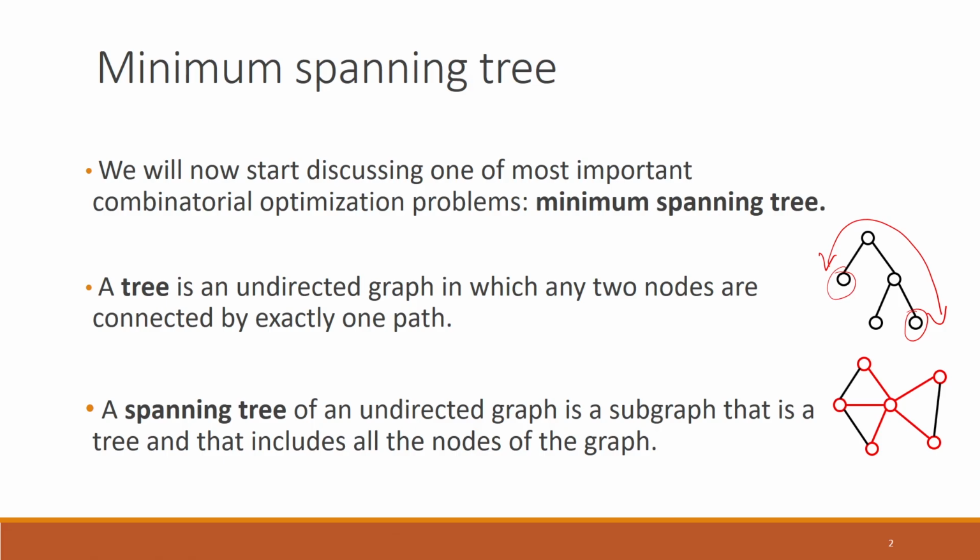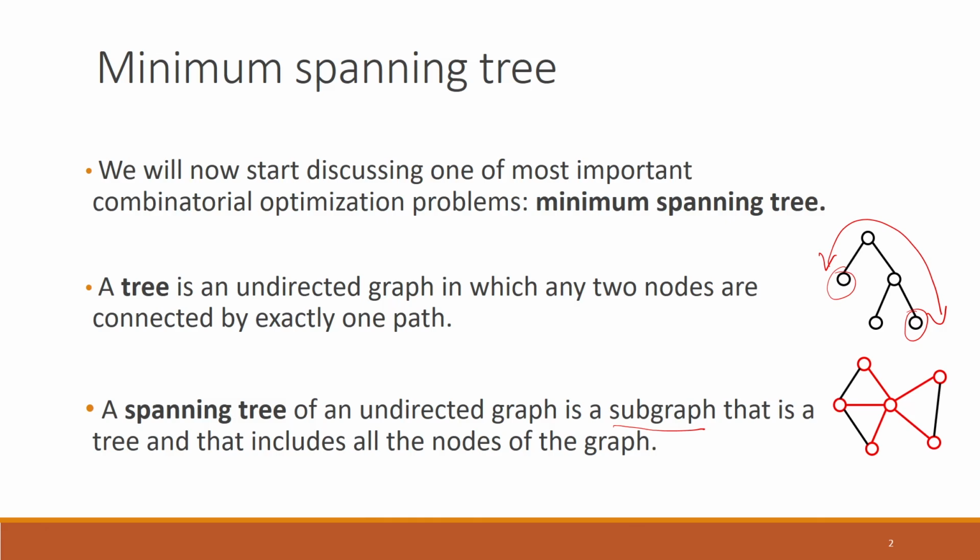Now that we have understood what a tree means, let us understand what a spanning tree means. A spanning tree of an undirected graph is a subgraph that is a tree and that includes all the nodes of the graph. The first term here is subgraph. What does a subgraph mean? A subgraph is a subset of the original graph that we have here.